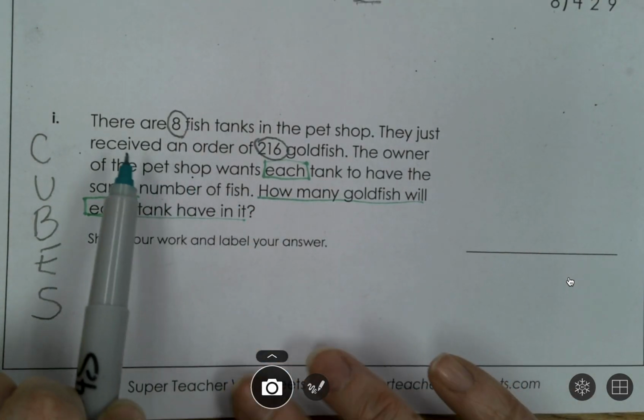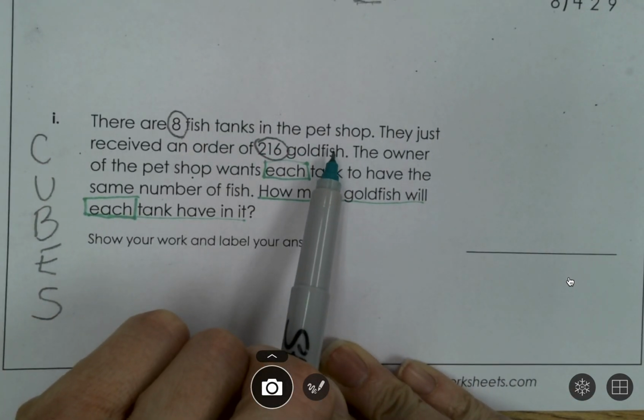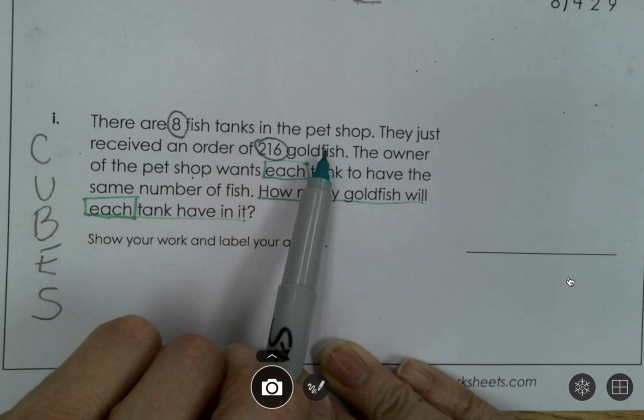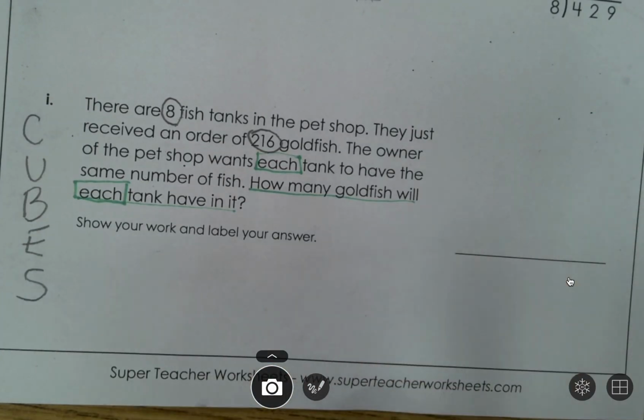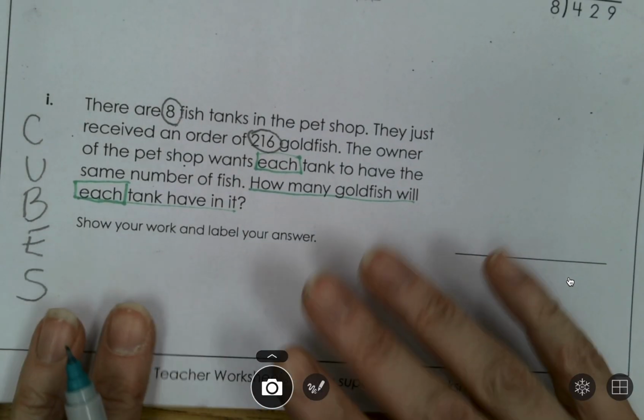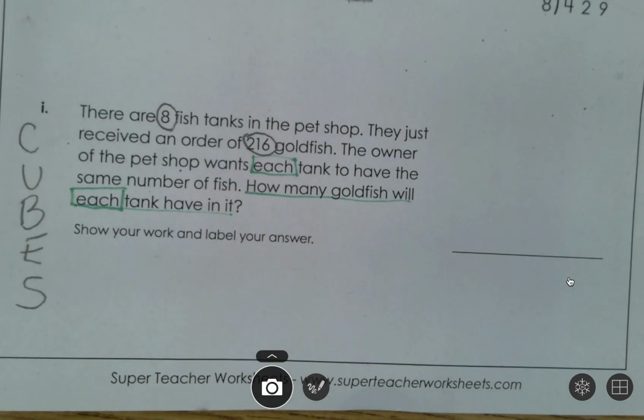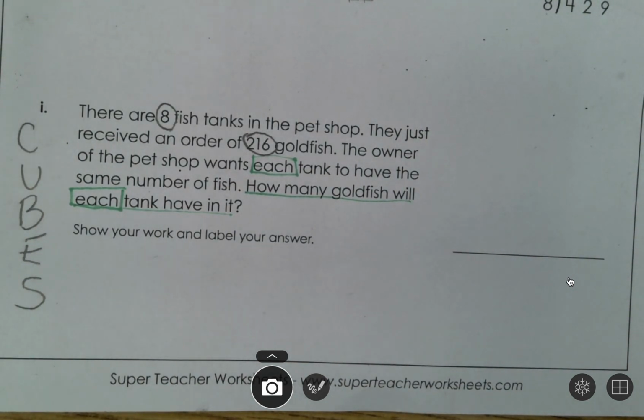All right, so it says there are 8 fish tanks in the pet shop. So let's visualize a store, a big room, with 8 fish tanks inside, okay? So close your eyes. Do you see it? A big room with 8 fish tanks. Girls, do you see it? Close your eyes. So, we're visualizing a room with 8 fish tanks.